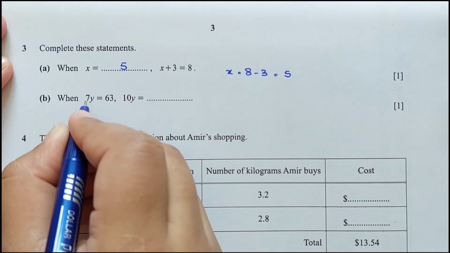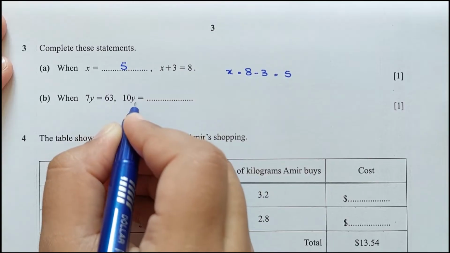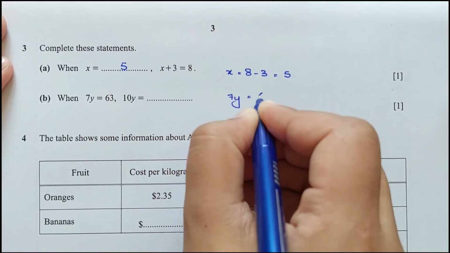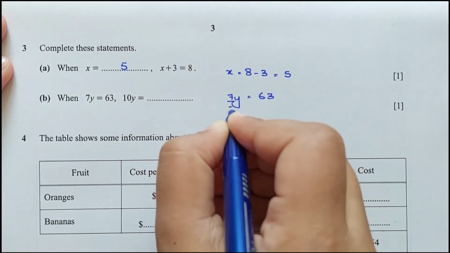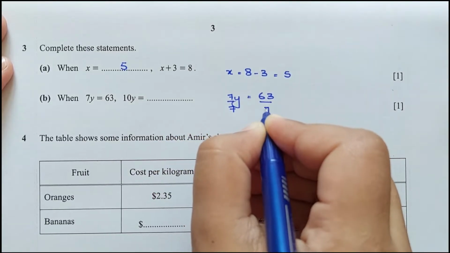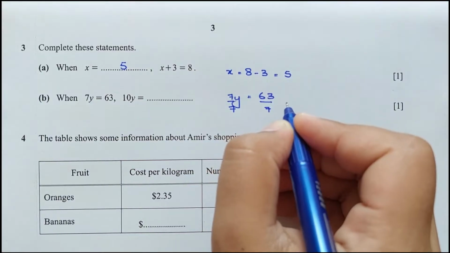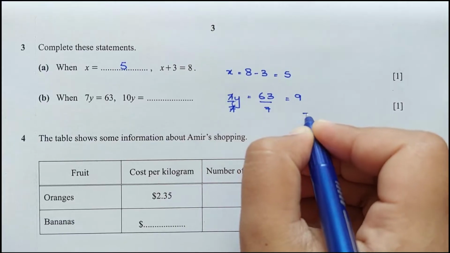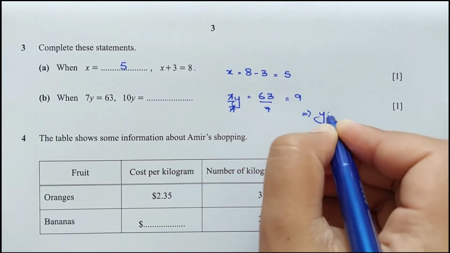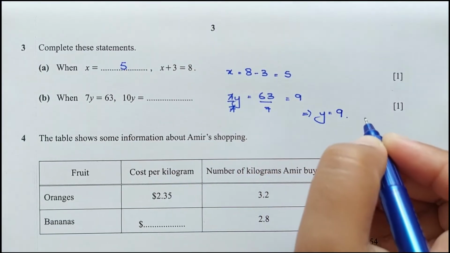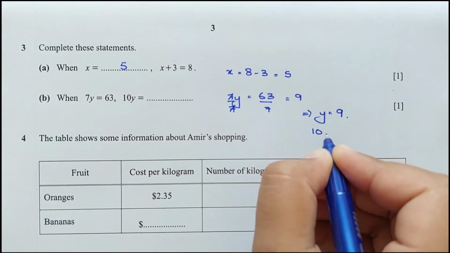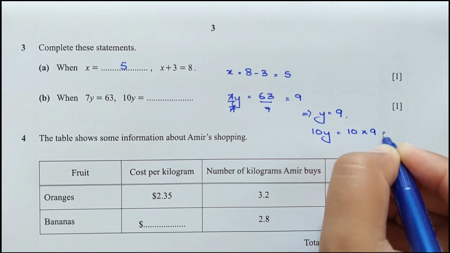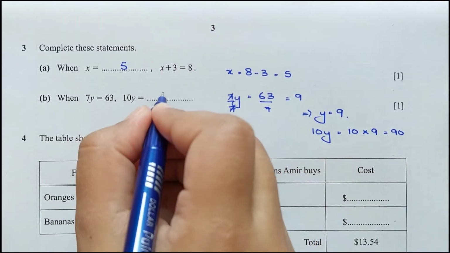Part B, when 7y equals 63, what is 10y equal to? We are given 7y equals 63. We have to solve for y, dividing by 7 on both sides. 63 divided by 7 equals 9, and 7 divided by 7 is just 1. So y equals 9. What is 10y? 10y is going to be 10 times 9, which equals 90. So here we have 90.